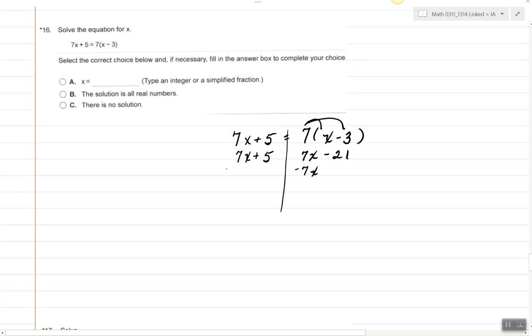I subtract 7x from both sides, and it doesn't matter which one you were trying to eliminate, you eliminate both of them, and you get 5 is equal to negative 21. That is a false answer. No matter what number you plug in for x, it's going to give you a false statement. When the result is false, the variables drop out and it's false, then the answer is no solution.